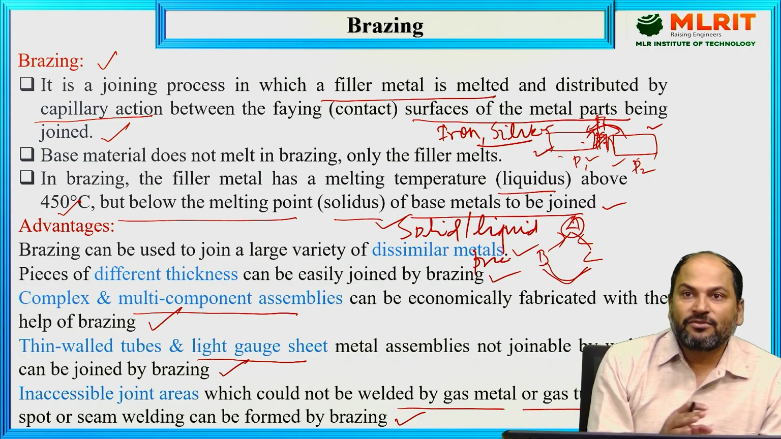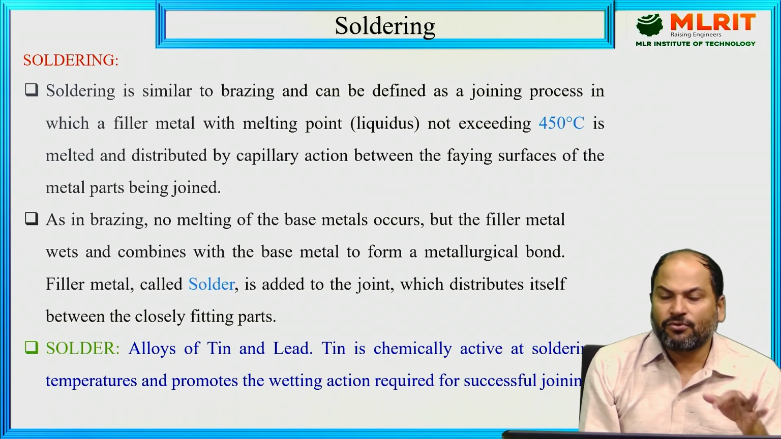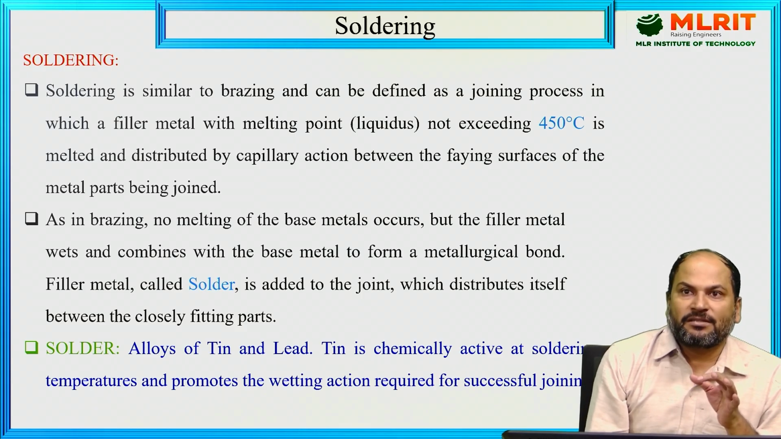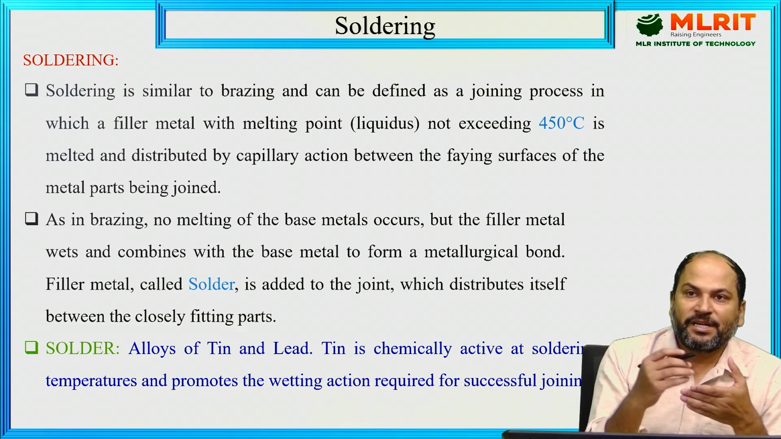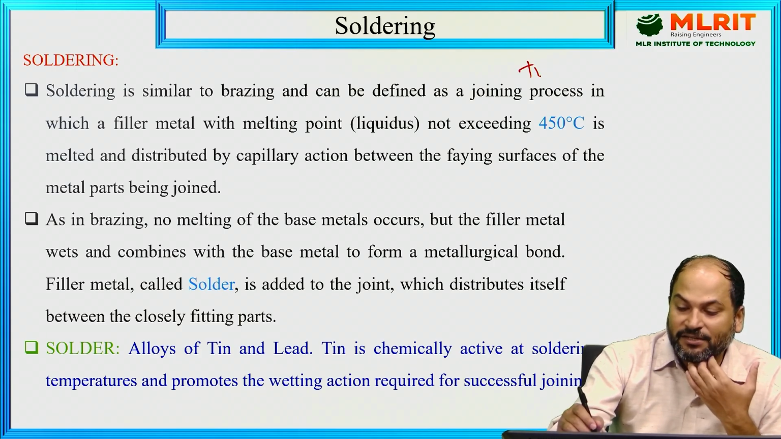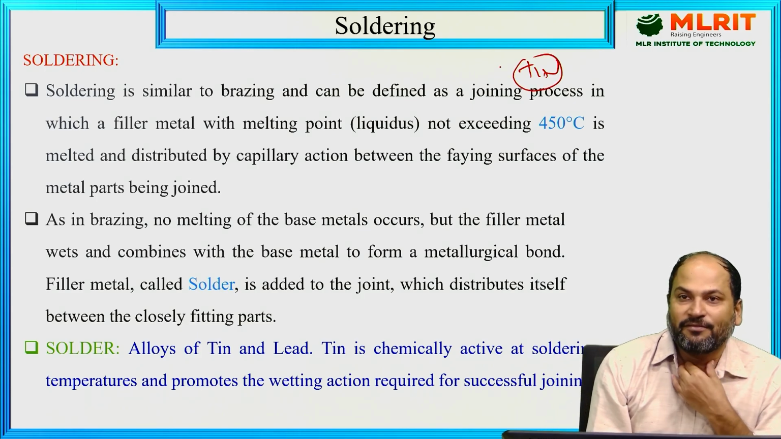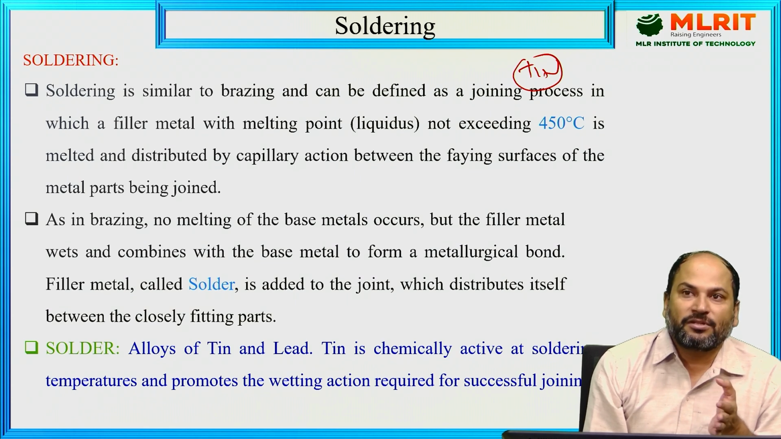Besides that, there is no disadvantage of this process. Next is soldering. As I told, it depends upon the melting temperature of the filler that we are using. If it is below 450 degrees centigrade, so obviously if tin we are using as a filler, its melting temperature is less than 450 degrees centigrade. So this is one of the criteria to differentiate these two processes, soldering and brazing.